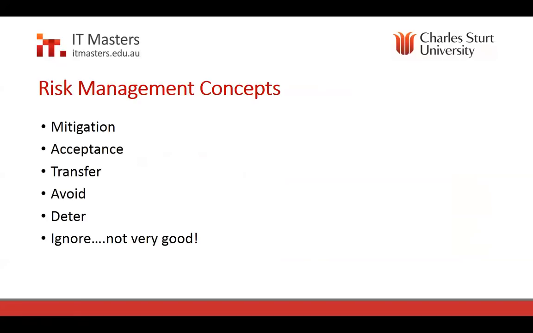So, risk management concepts. How do we manage our risk once we've determined what the risk is and what mitigation technique we're going to use? Before we decide what mitigation technique we can use, what are the approaches we can take? So we can mitigate against the risk, so we can try to prevent it from happening. We can accept the risk and say, all right, well, it's only really low risk, so we're not going to worry about it. We can transfer the risk.